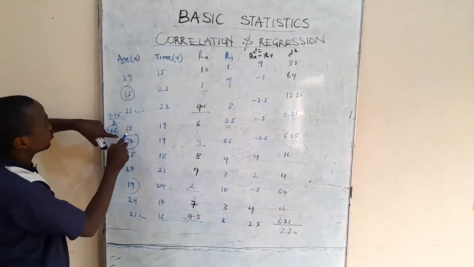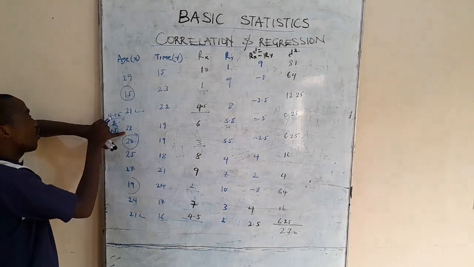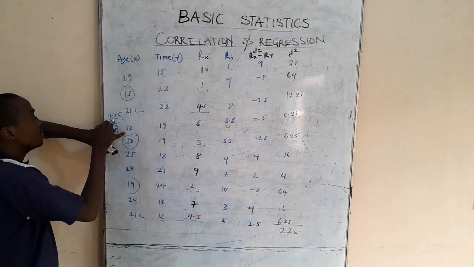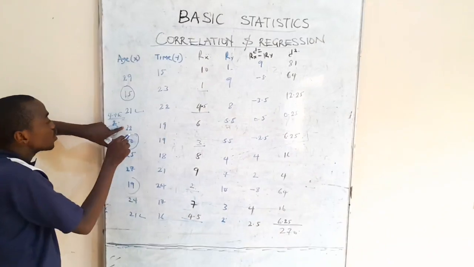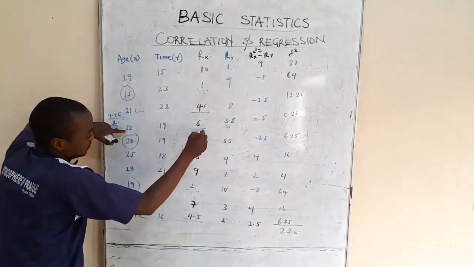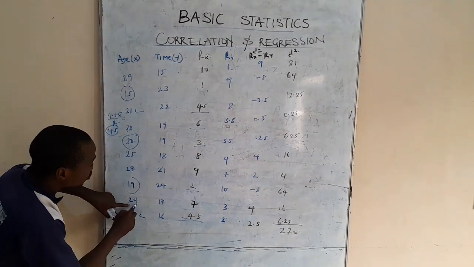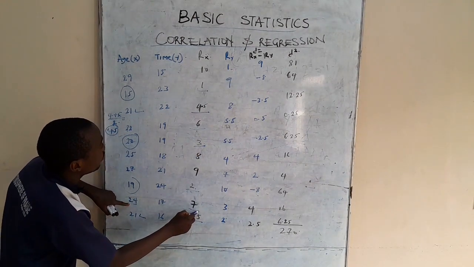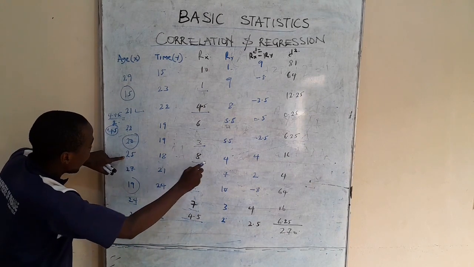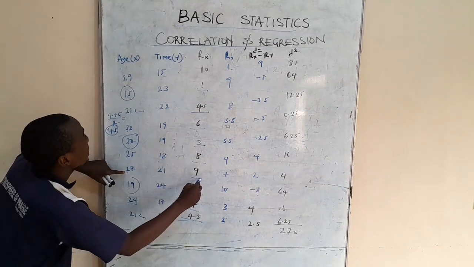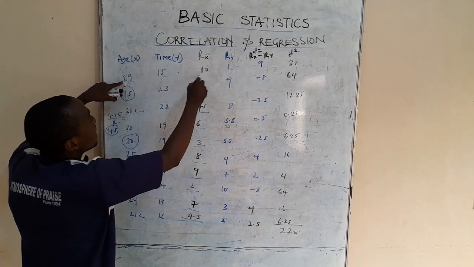Then followed by 22. If you remember, we stopped at rank 5, because when you add 4 plus 5 together it gives 9, and we divide by 2. So we continue from where we stopped. The 22 will take the rank of 6. Followed by 24, which takes the rank of 7. Followed by 25, which takes the rank of 8. 27 will take the rank of 9. And then 29 will take the rank of 10.